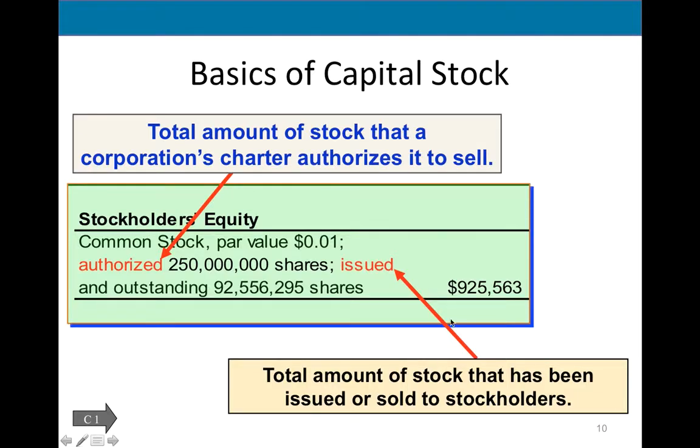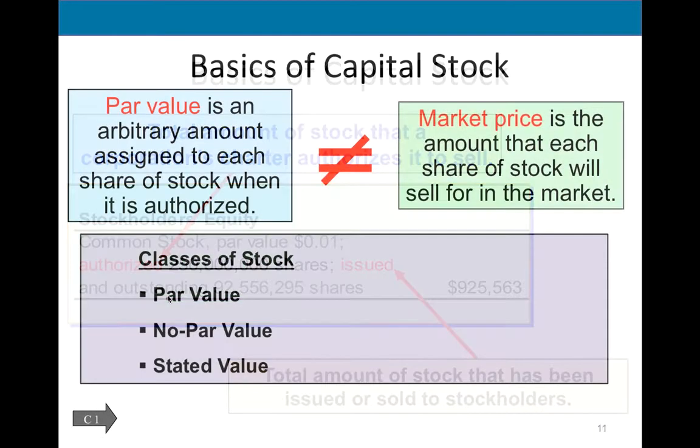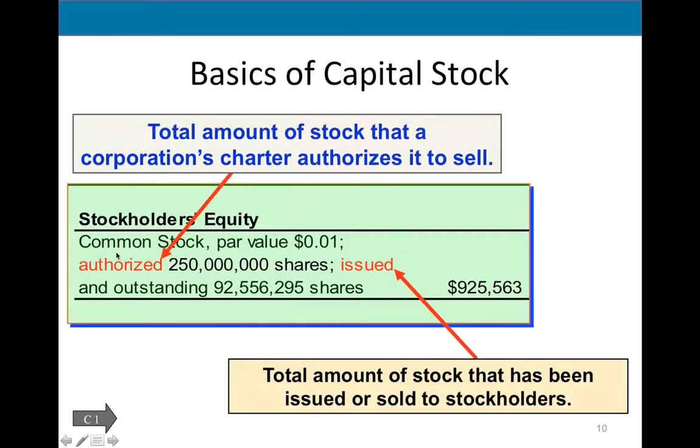So, basics of capital stock. First of all, we need to know the differences between authorized shares, issued shares, and outstanding shares. Authorized shares are the total number of shares that the corporate charter authorizes us to sell. We usually do not issue all of the shares at the same time. So this authorized number is the total maximum we can ever issue. And then issued shares is how many out of these 250 million shares we actually issued.